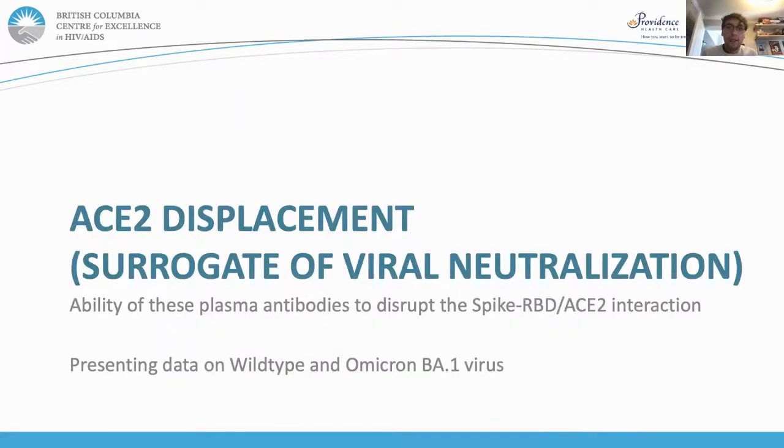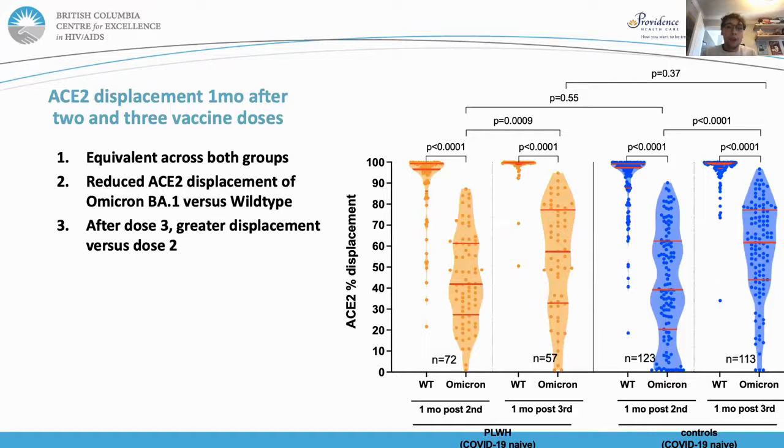Looking at our final data set on ACE2 displacement, or a surrogate marker of viral neutralization. This is looking at the ability of antibodies to block the ACE2 and spike interaction and prevent infection. And this is looking at data for wild type and Omicron BA2. This figure is only looking at data 1 month after the 2nd and 3rd vaccine doses. Again, higher value on the y-axis indicates better ACE2 displacement or better surrogate viral neutralization.